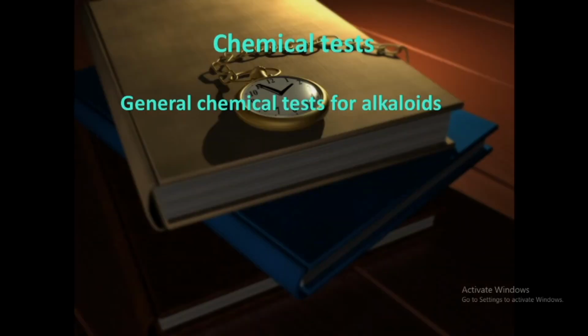Now see the chemical test. Tinospora shows the presence of alkaloids. 4 different alkaloids are there, as we discussed earlier. So the general chemical tests for alkaloids, like Mayer's test, Hager's test, Dragendorff's test and Wagner's test, these 4 tests can be used to identify the alkaloids in Tinospora. As such, there is no specific chemical test for Tinospora.